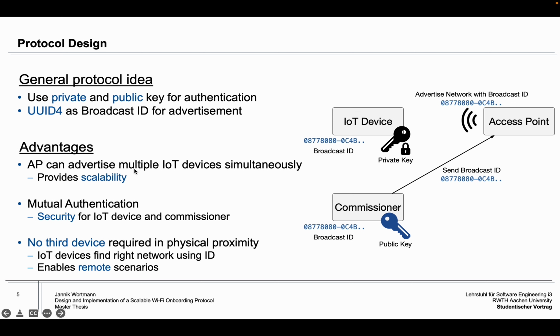So the advantages here are that the access point can advertise multiple IoT devices simultaneously, which provides scalability. Another advantage is the mutual authentication. Due to the usage of the private and public key, we have advanced security for the IoT device and the commissioner. And the last advantage here is that no third device is required in physical proximity, because the IoT devices can find the right network based on the broadcast ID, which therefore enables the desired remote scenario.